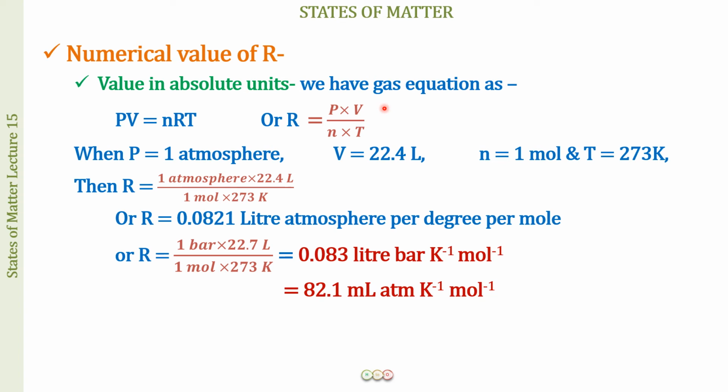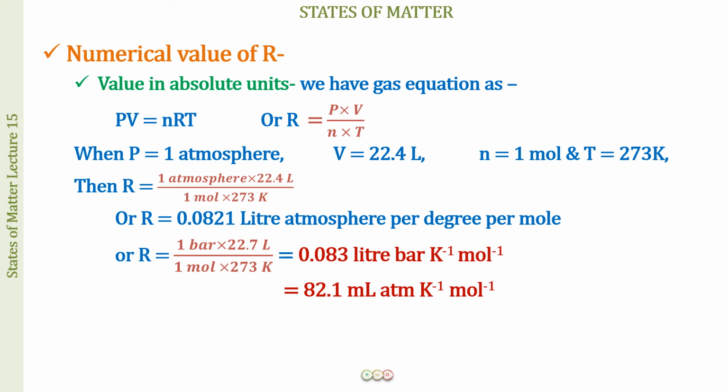So now, for example, if we convert liters into ml, we will be doing this for this equation. So we have liters being converted into ml, atmosphere remains atmosphere, and it is going to be Kelvin and mole. So what are we going to do? We have just converted liters into ml, so this means that we will be multiplying this by 1000, and the value we will be getting is going to be 82.1 ml atmosphere per Kelvin per mole.